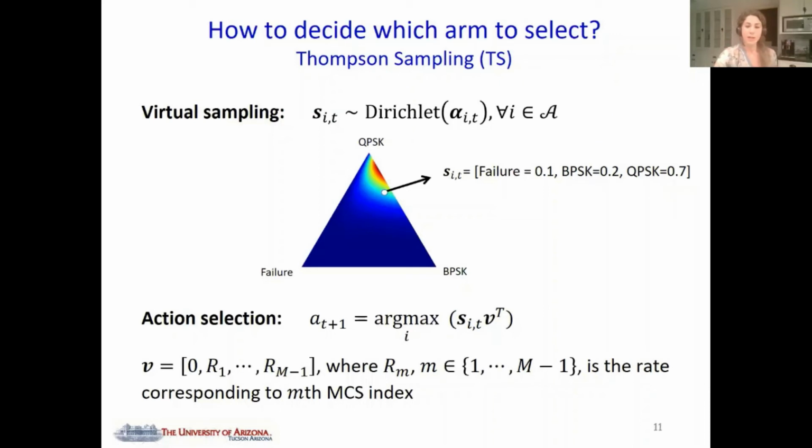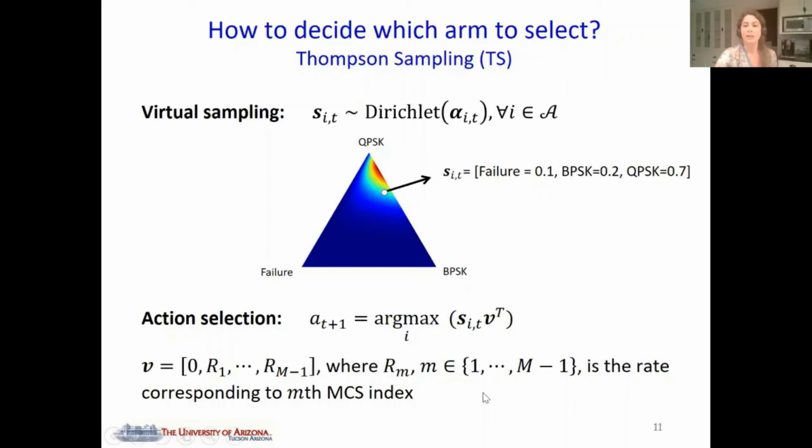Then for each arm, we compute this number. We multiply this theta_it by a vector V, which we call the value vector, that contains the rates associated with each MCS index. And what Thompson sampling does is select the action that maximizes this multiplication, theta_it times V.